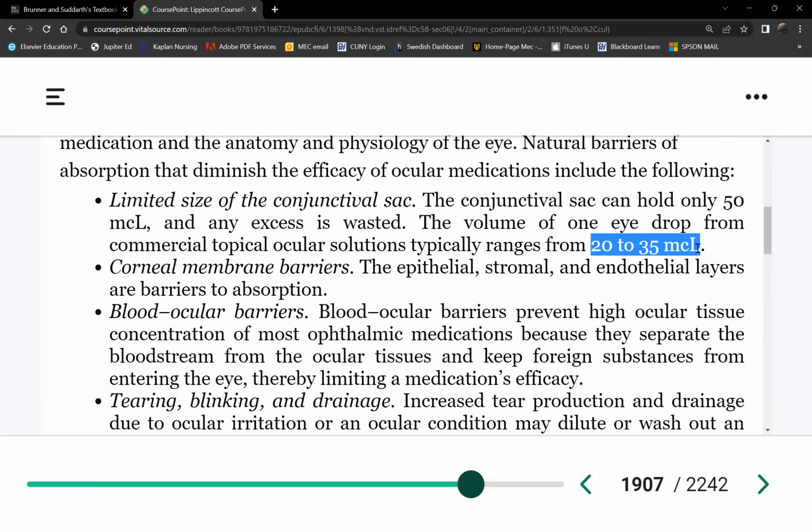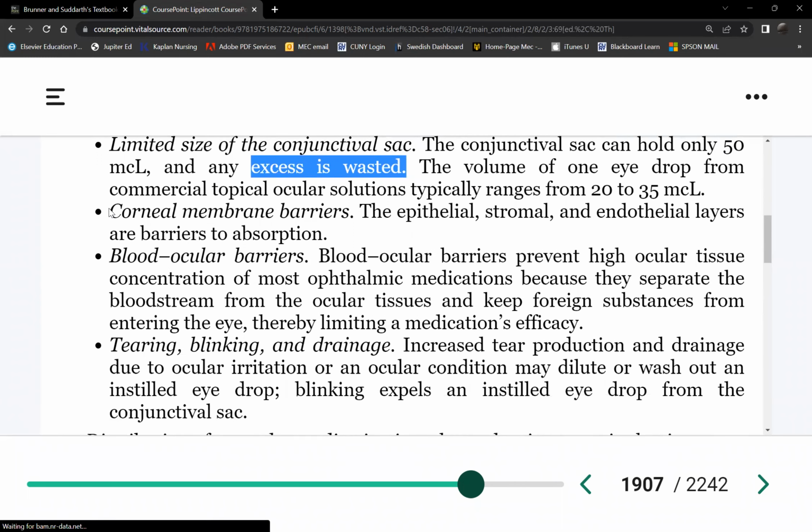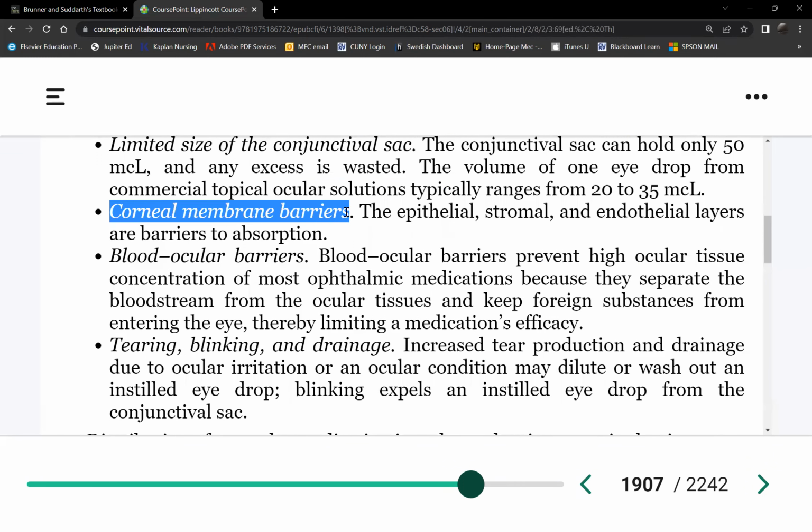So is there enough space for the conjunctival sac? Yes. For how many drops though? One drop only. Because if you put two drops, that's already up to 70. So if you put two drops consecutively, you're wasting medication. Okay. So here again is the corneal barrier. That's why you don't put the eye drop or the eye ointment on the eyeball, because there is a covering over the cornea.